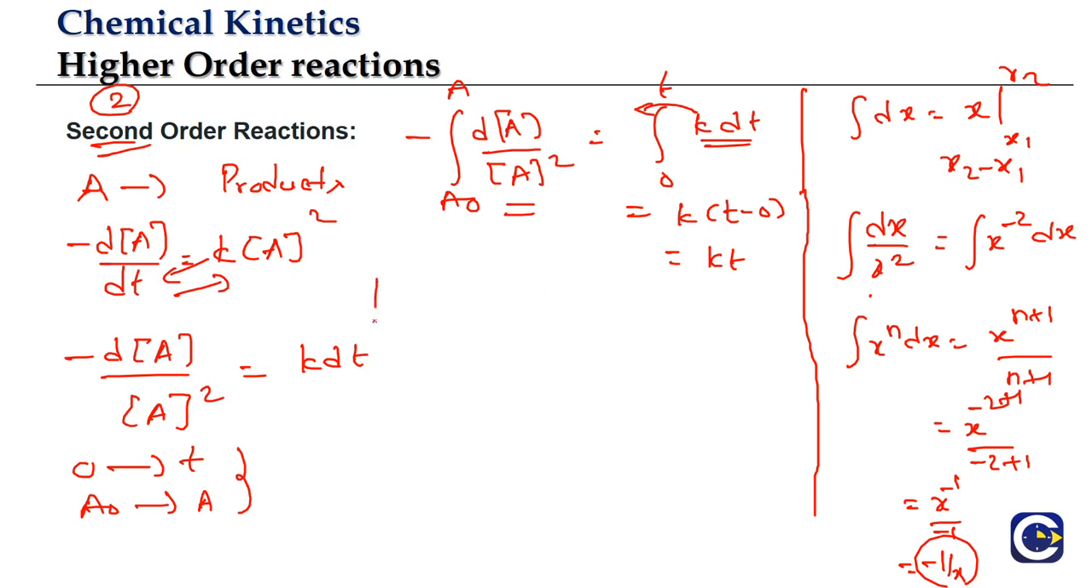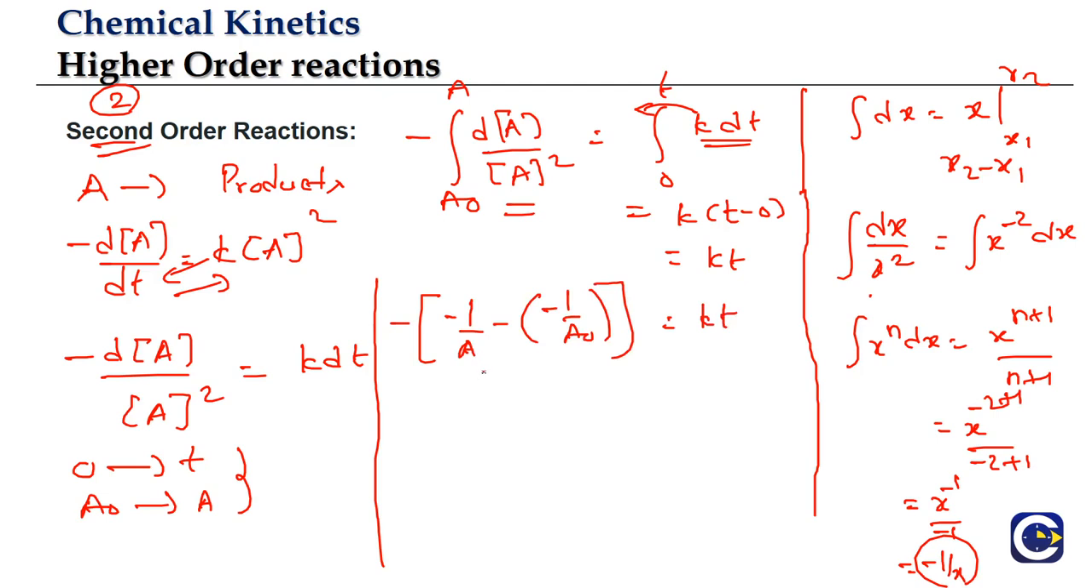So talking about the LHS part now, we'll have minus of minus 1 by final limit A, minus of minus 1 by A naught, the initial limit, is equal to KT. Now here minus into minus is plus, but we have overall minus outside. So finally what we have is 1 by A minus 1 by A naught is equal to KT. So this is the integrated rate expression for the second order reaction. So 1 by A minus 1 by A naught will be equal to KT.